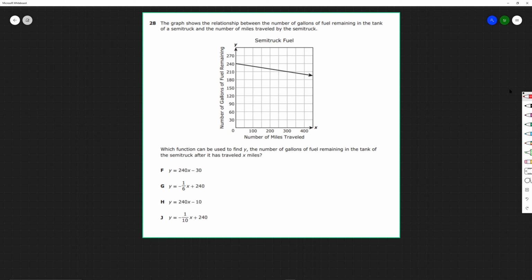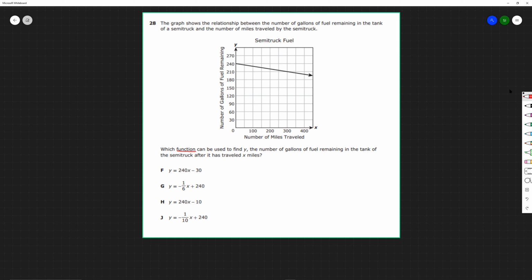It says, the graph shows the relationship between the number of gallons of fuel remaining in the tank of a semi-truck and the number of miles traveled by the semi-truck. So we have a function or a graph here. And it's asking which function can be used to find y, the number of gallons of fuel remaining in the tank of the semi-truck after it has traveled x miles. So we have a graph. We need to look for the function.